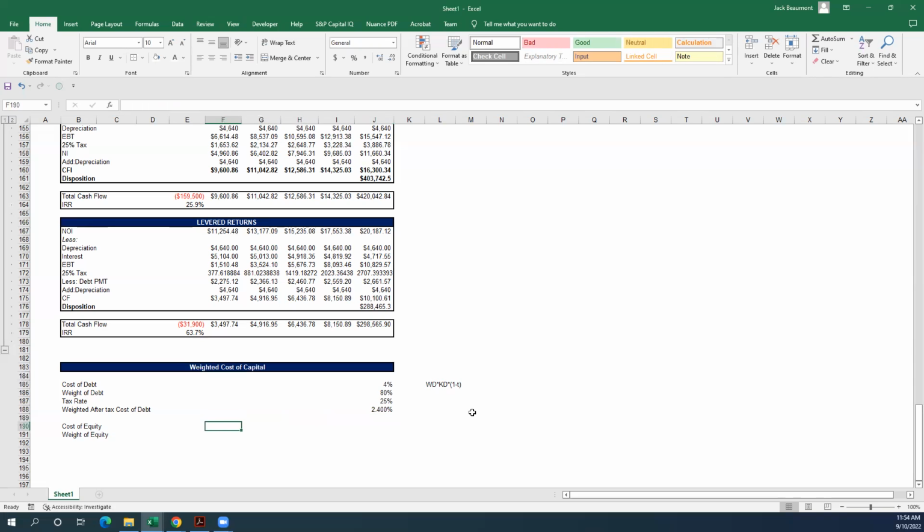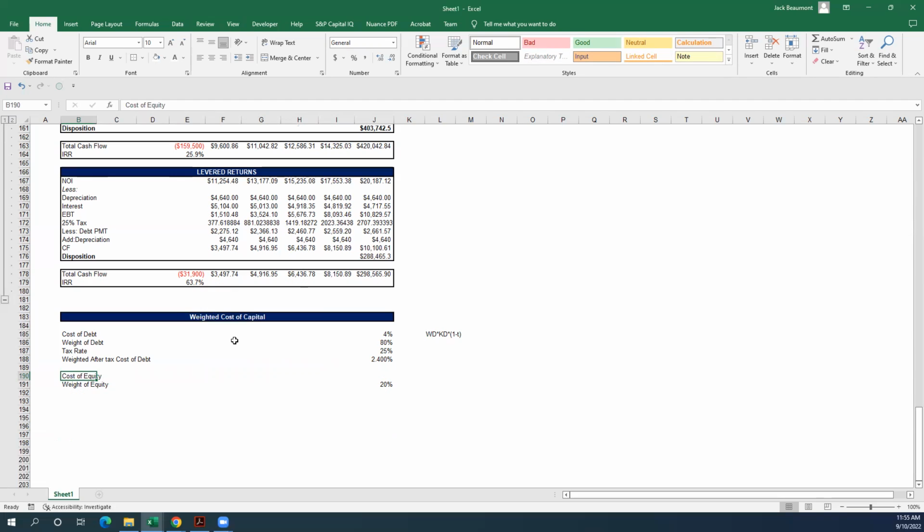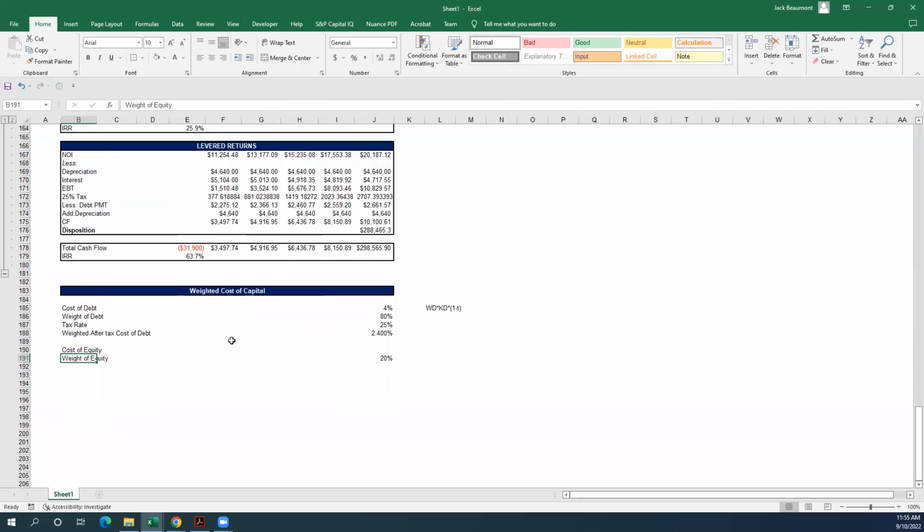Okay, so we know the weight of equity is just 1 minus the weight of debt. We did that earlier, and we don't know the cost yet. Now, this is where you start getting into maybe some assumptions. Down here I'm going to do the expected cost of equity, because this is going to involve some assumptions.